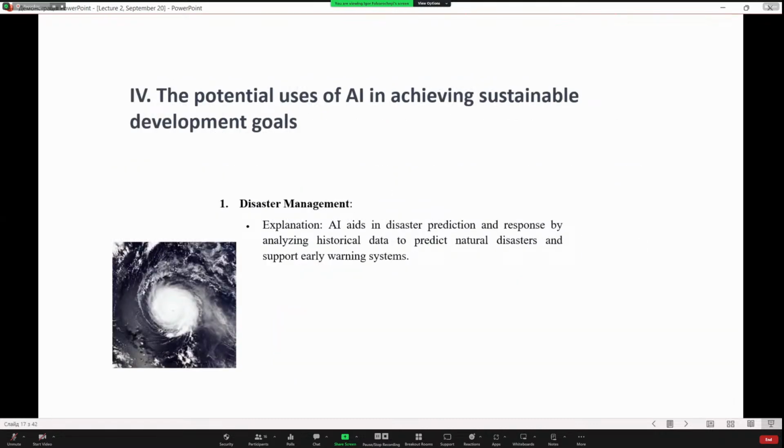The next question I'd like to draw your attention to is the potential uses of AI in achieving sustainable development goals. And now we will discuss what's going on and how to predict and how to find some response, to use analysis of not only historical but actual data to predict natural disasters and support our warming process in a systematic way on our planet. So we will discuss it in order to understand the methods used by AI to achieve a good result.